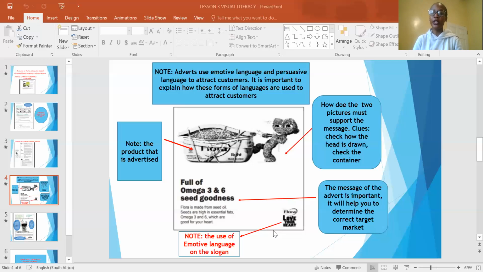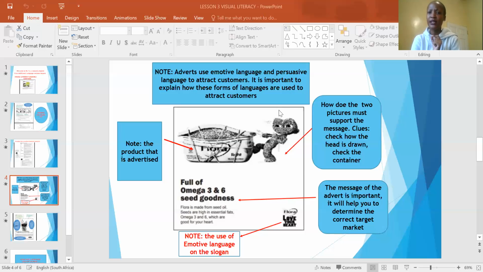All right. So in grade 12, it's so important that you need to be in a position to know the kind of language that is used in an advert. And what is also important, again, to further show the relationship between the picture used and the message, I see a picture of a body that is made up of seeds, and the head is shaped like a heart.